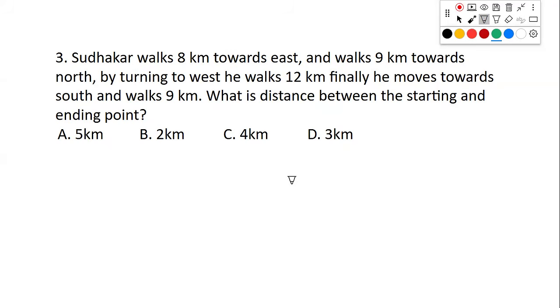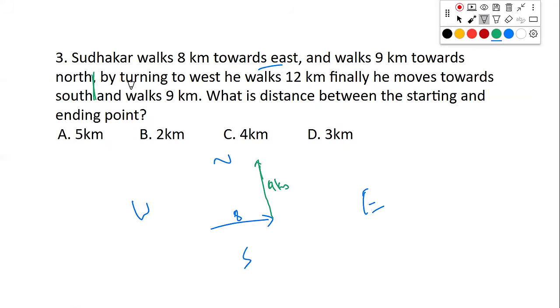Yeah, I could see answers coming up. So be very careful. A small mistake, you might get a different answer. Okay, so first north, south, east, west, you will quickly draw like this. Sudhakar walks 8 kilometers towards east side and walks 9 kilometers north. Oh, okay, so I'll just remove it and mark it like this. Say 8 kilometers towards east, then 9 kilometers towards north side.